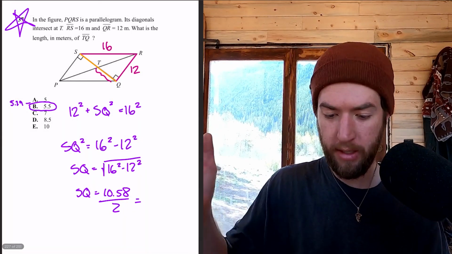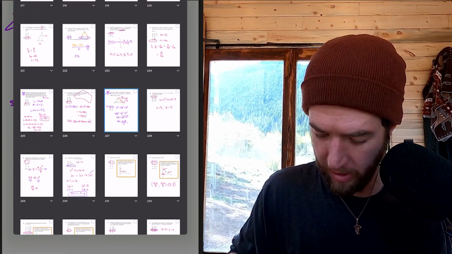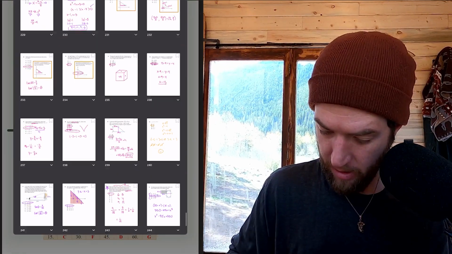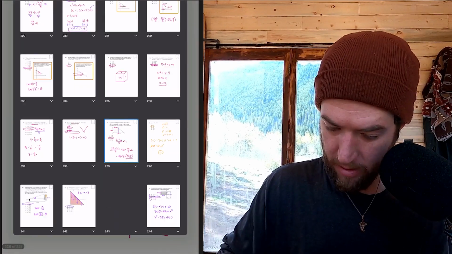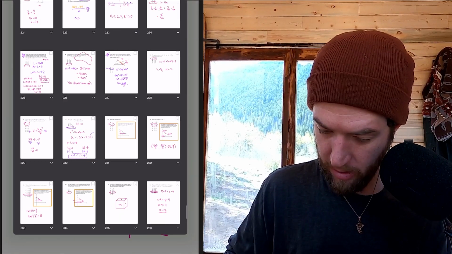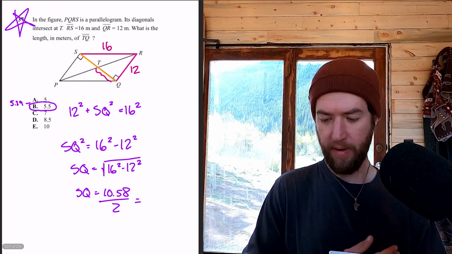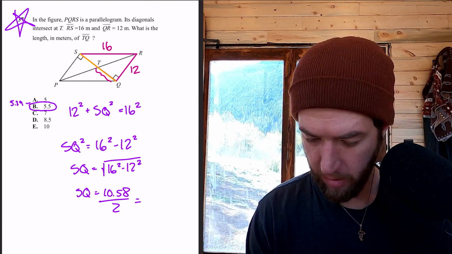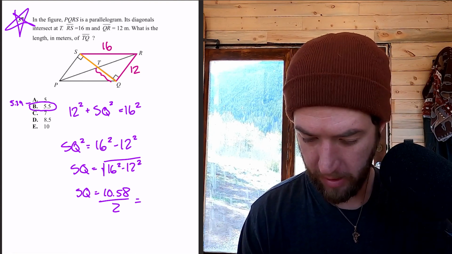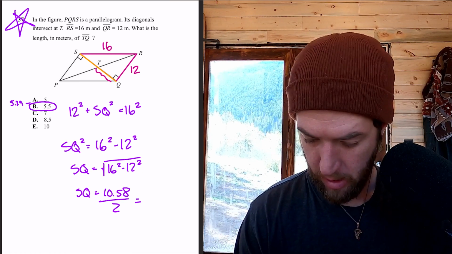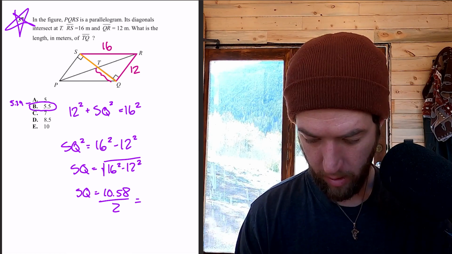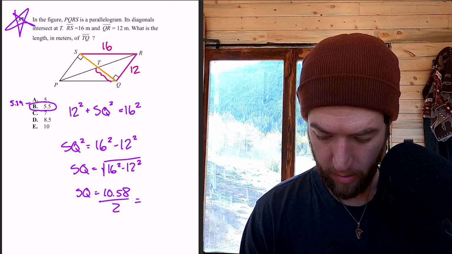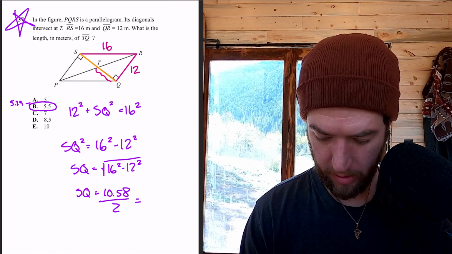37 and 55. So here's 37. Start. Okay. See, 37 is supposed to be, what are they telling us it's supposed to be? 37 is supposed to be A. See, that's what I'm saying. 37 is supposed to be A. Well, I got 5.29. In the figure, PQRS is a parallelogram. Its diagonals intersect at T. RS is 16 and QR is 12. And it's a 90 degree angle right there. So 12 squared plus SQ squared should equal 16 squared.